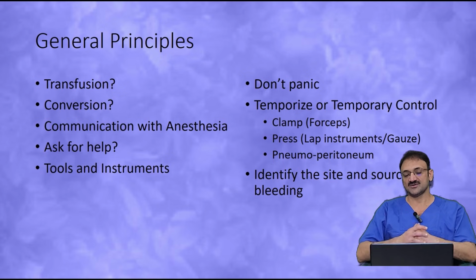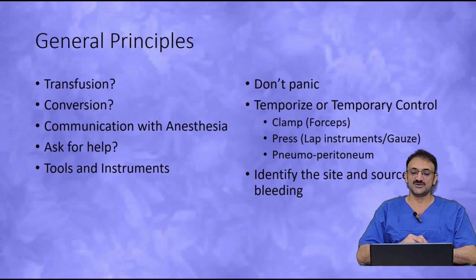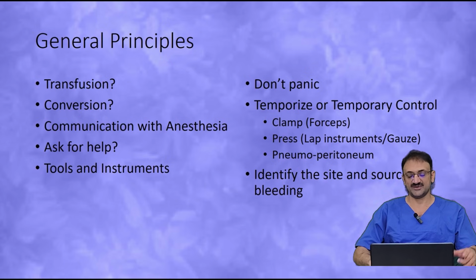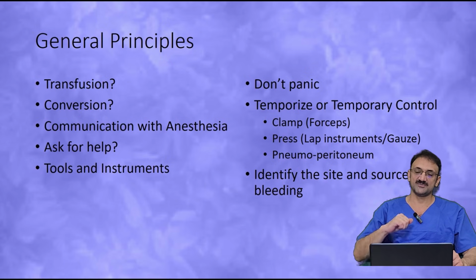And then after all these measures, you have decided that, okay, I want to continue, then you have to temporize the bleeder or temporarily control that bleeding. That can be done by clamps, like I mentioned, that can be vascular clamps, or that can be non-traumatic graspers, and you just need to compress that bleeder. You just have to press it. If you cannot hold it, press it with a gauze or laparoscopic instrument for that matter. And you can also increase the pneumoperitoneum.